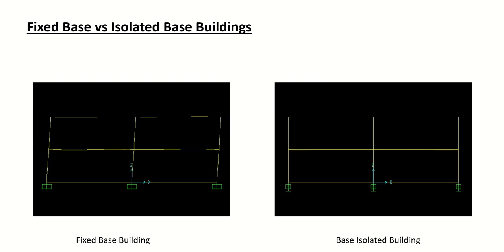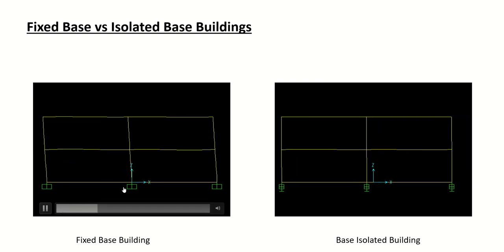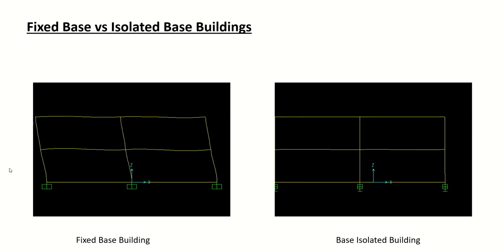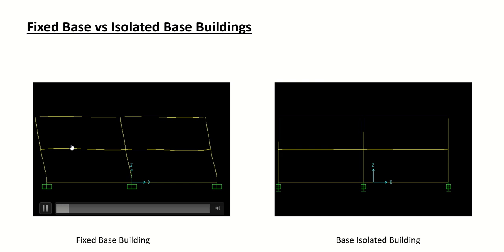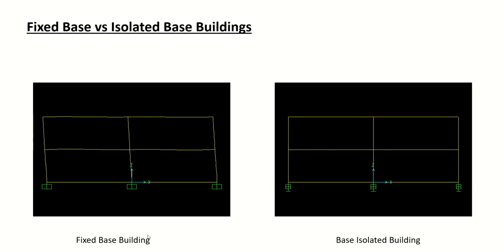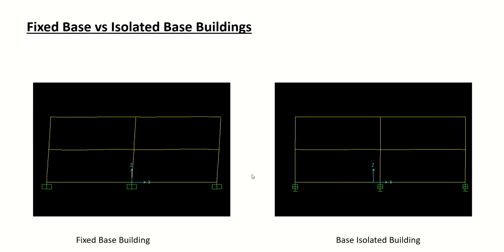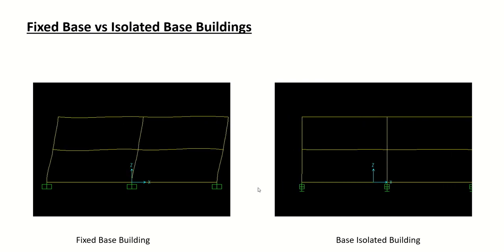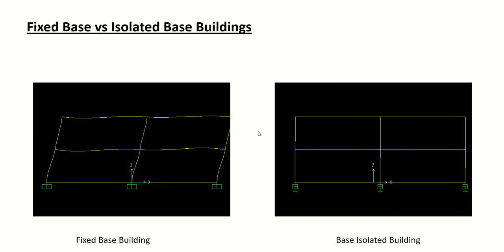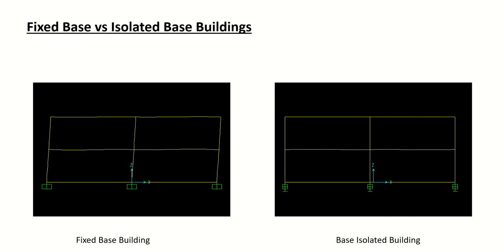Just to demonstrate it, you can see that when the foundation or the structure is fixed with the ground, all the acceleration, displacement and energy is transferred to the entire structure, and the columns, beams and slab have to dissipate that energy. However, when you isolate this structure at the base or at some appropriate level, most of the energy will be dissipated by those isolators, and the beams and columns will not be subjected to the same amount of energy that they would otherwise.